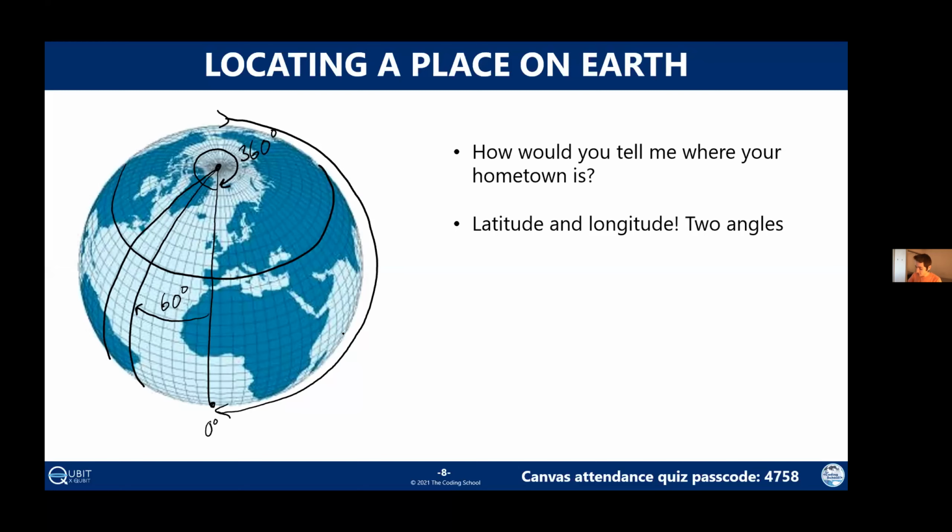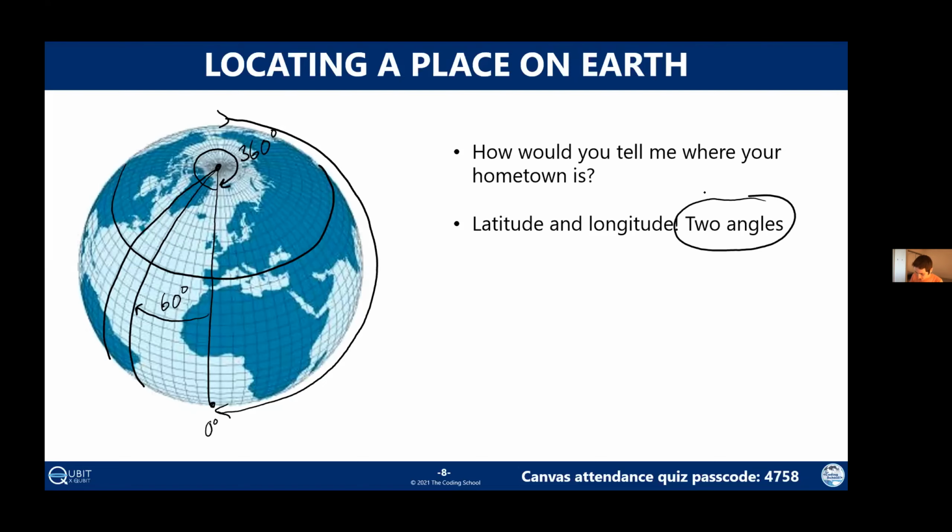Now, this idea of using two angles to describe a location on a sphere is exactly what the Bloch sphere is. It's exactly the same concept. It's just dressed up to look a little bit more mathematical than how I just described. Okay, so people are saying Greenwich is the 0 degrees. Cool.